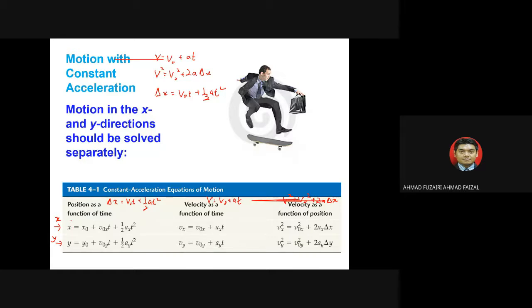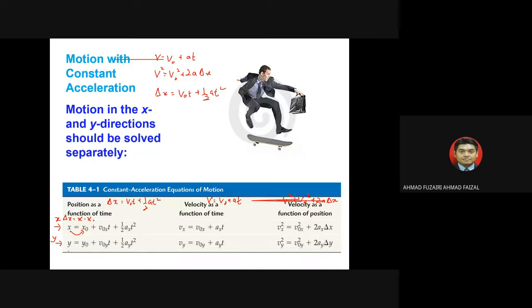Basically, delta x is x minus x naught, so this x naught brings up here. Now it becomes x equals x naught plus v naught x t. Time doesn't get involved in the concepts of x and y direction; time is independent. Plus half a, what happened to a? It is a x times t squared.